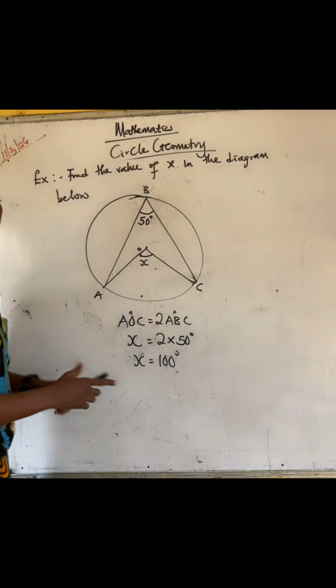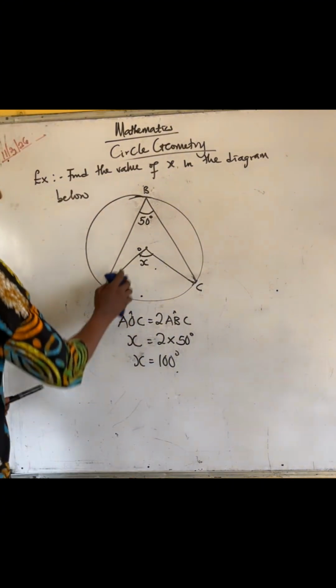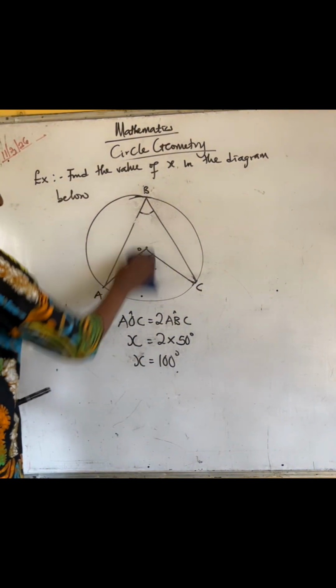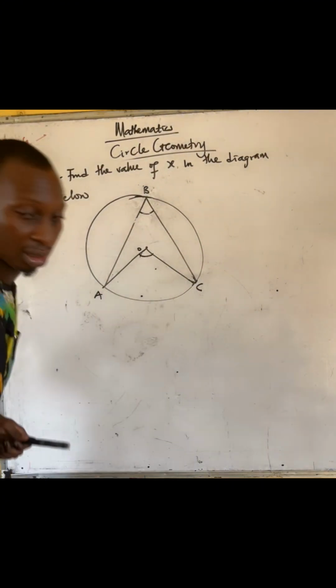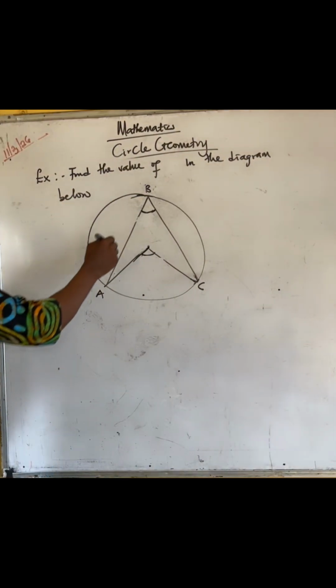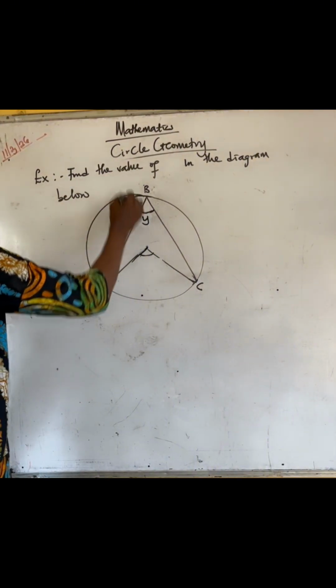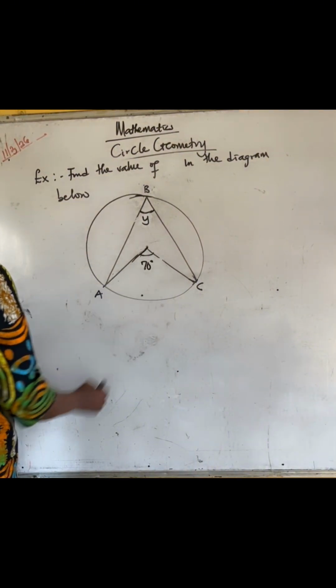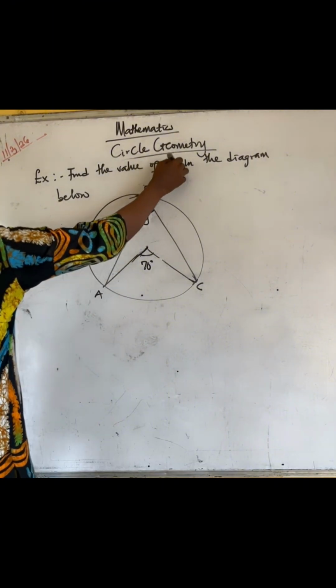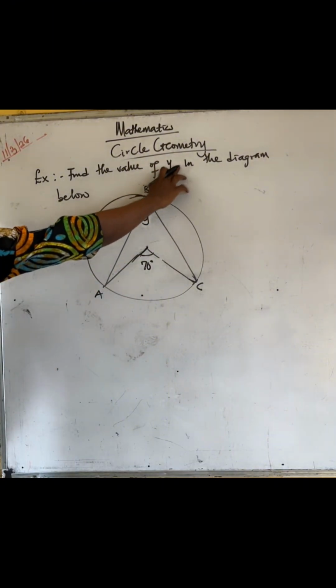Don't forget, let me give you another example. What if I have something like this, y, and this is 70 degrees, and we have to find the value of y in the diagram below.